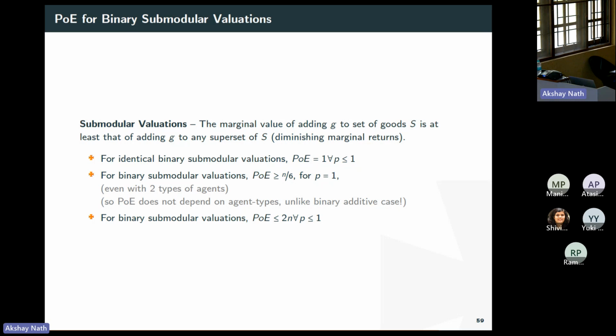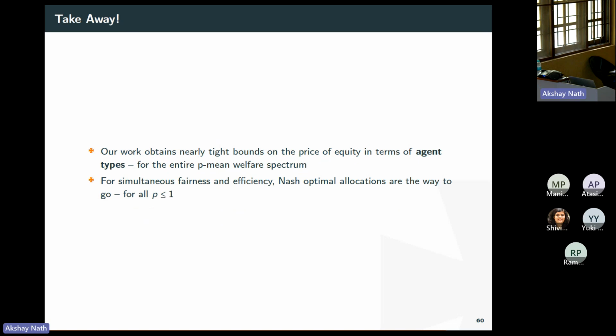So even when the number of agent types is low, we can't improve the ratio by making it depend on the number of agent types. It is linear in the number of agents. That's the one change from going from additive to submodular valuations. This is true for p equals 1. And for submodular valuations, we have an upper bound of 2n for the entire p spectrum. So the takeaway from the talk is two things: obtaining bounds in terms of a smaller parameter, and, for upper bounds, the fact that Nash optimal allocations are the way to go. You start with Nash optimal, truncate it to EQ1, and that is the most fair, welfare-maximizing allocation that you can get among all the instances.